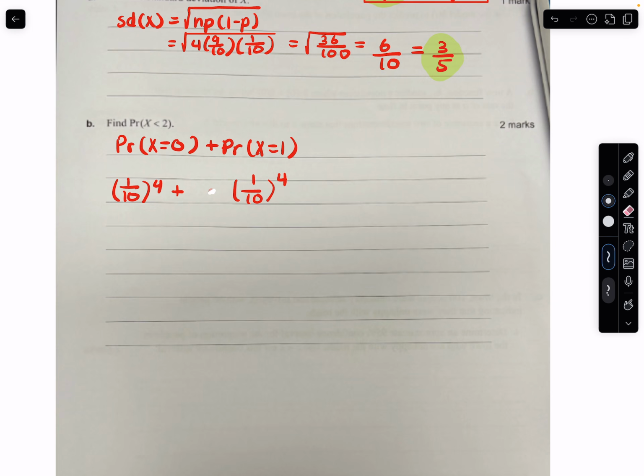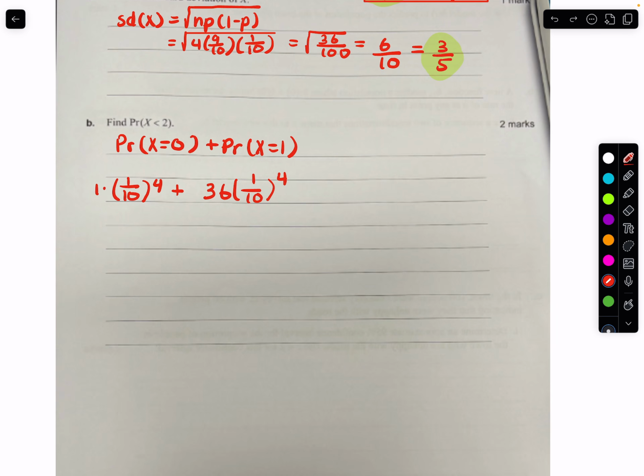So 36. And you know how that's 1? So like 1 times. Yep. Because they have the same thing, they can add up. So it'll be 37 times 1 over 10 to the power of 4, which is what? Basically, 1 to the power of 4 is 1. 10 to the power of 4 is what?